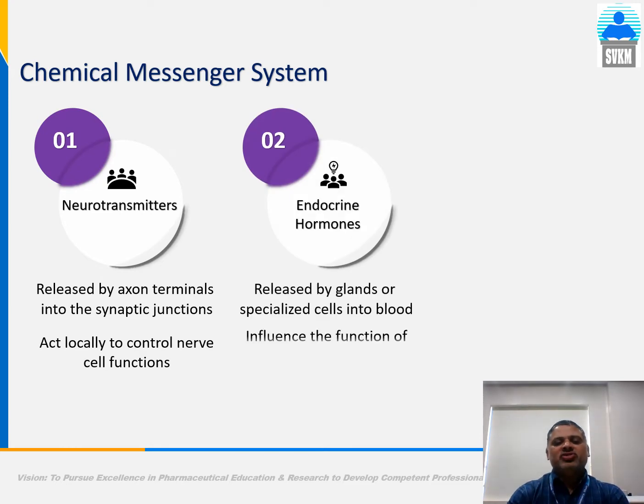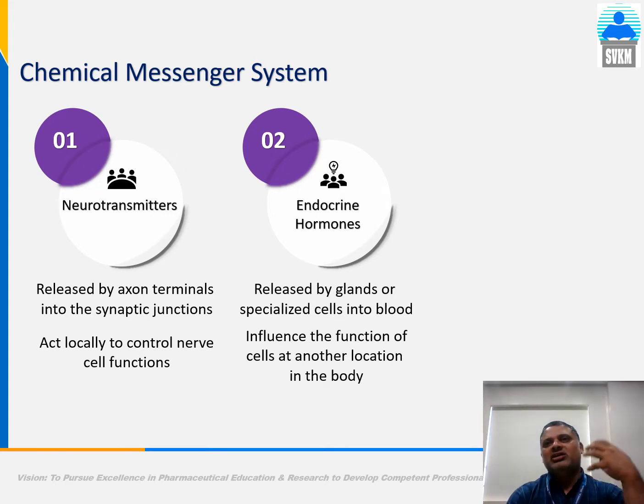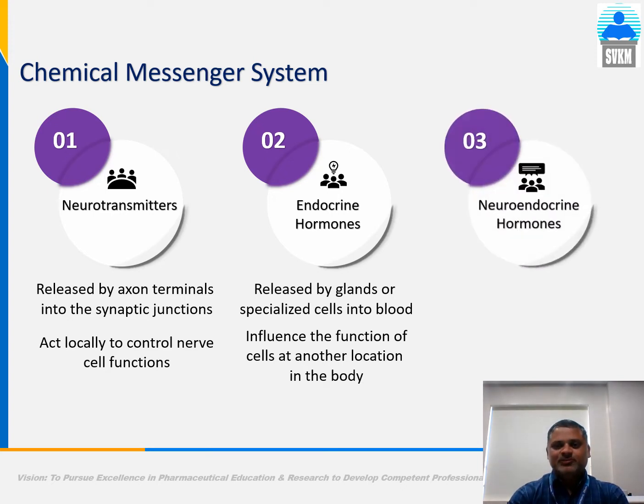The second example is the endocrine hormones. These are released by glands or specialized cells, particularly into the blood, and after circulating in the blood, the hormone influences the function of cells at another location where the receptors for the hormones are present and where they control the activity of the cells.